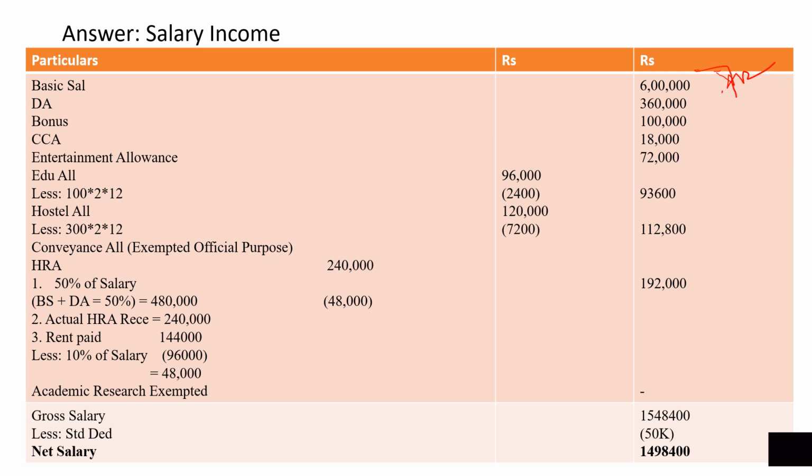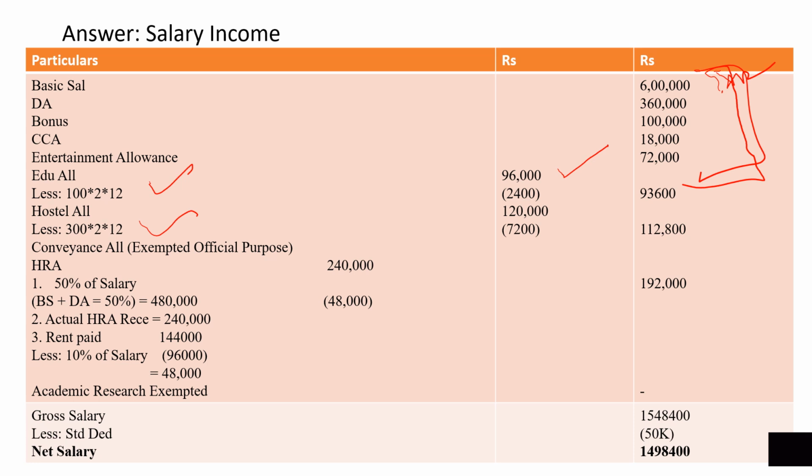I hope till this entertainment allowance, education allowance calculation, till this it is clear. Everything I have converted into 12 in a year. Moving to education allowance, 96,000 minus the exemption. Maximum exemption will be 100 per month. Same way hostel. Convenience allowance exempted.